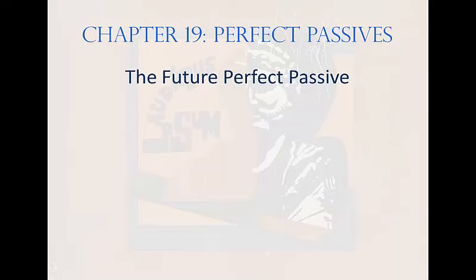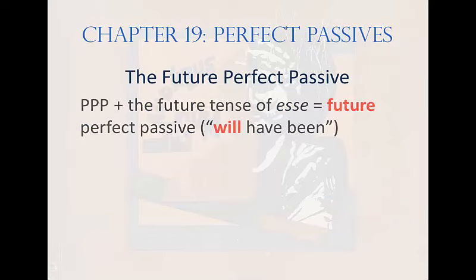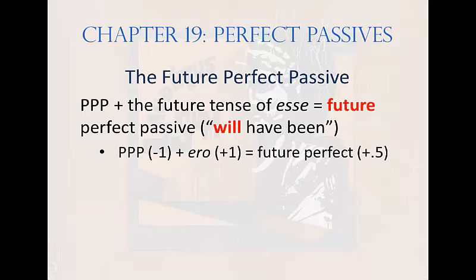And finally, here is the future perfect passive, which is constructed of the perfect passive participle plus the future tense of the verb to be, producing the equivalent in English of will future, have perfect, been passive. Here, the perfect passive participle brings a time value of -1, and the future form of the verb to be a time value of +1. The result is a time value of +1/2, the future perfect, a tense describing an event which takes place between the present and the future.